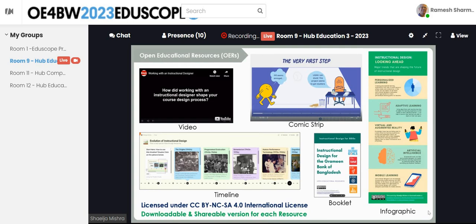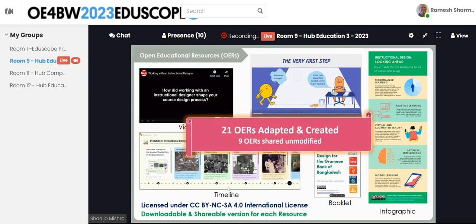And if some resource was developed, for example, you can see here the timeline is developed through Padlet, with every such resource there was always a downloadable and shareable version. Each resource is such that it is a self-sufficient unit. It can be shared individually, not necessarily as a part of the course, but it can also be shared by our learners further to other people as individual units. To give a number, there were 21 OERs adapted and created, and 9 were shared unmodified. Whatever was created had a CC attribution, non-commercial, share-alike license.